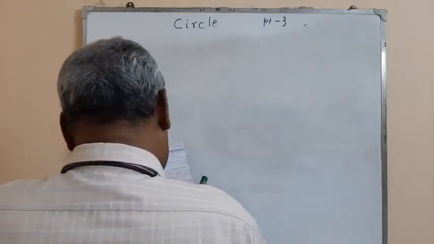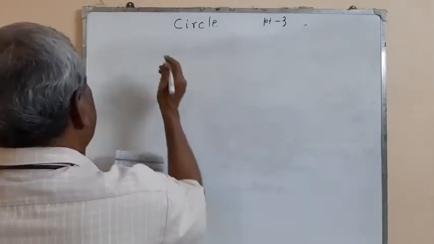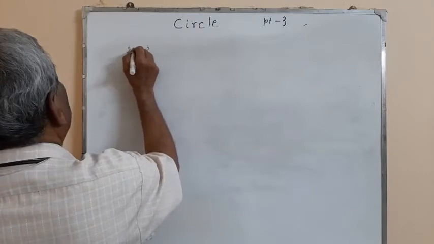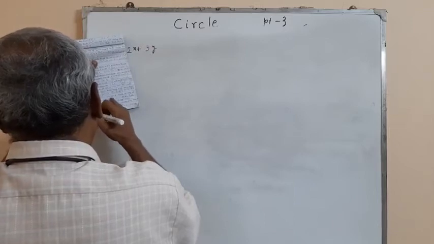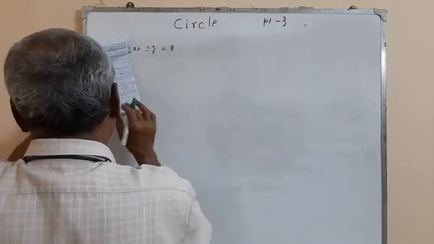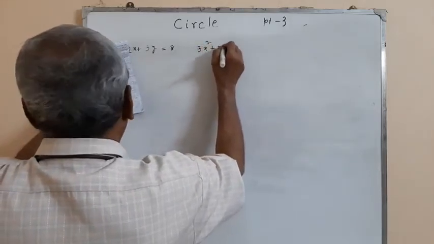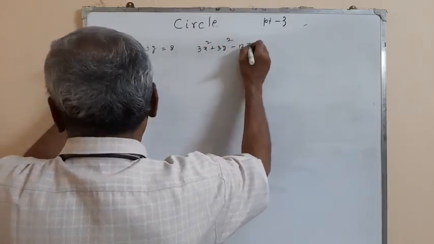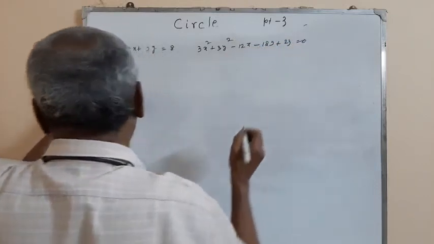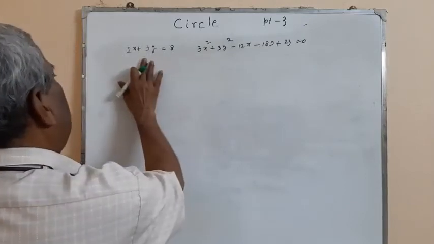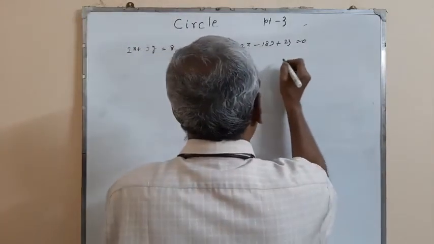The next problem is: the straight line 2x plus 3y is equal to 8 meets the circle 3x square plus 3y square minus 12x minus 18y plus 23 is equal to 0. The options: the straight line meets this circle at only 1 point.